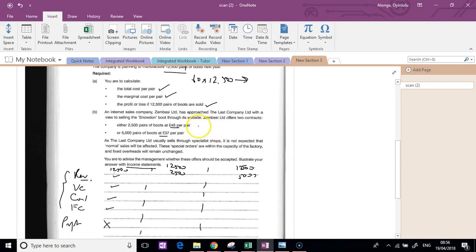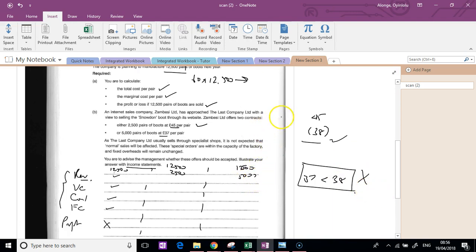So what are we saying? £45 per pair, that looks good. 45 is greater than 38, so yes, I'll take that. 37 is less than 38, so as far as the maths is concerned, you're offering me less than the marginal cost. I should not take this option. And that's what the maths is saying.